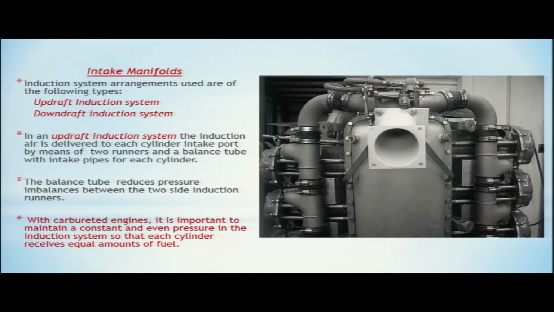The balance tube reduces pressure imbalances between the two side induction runners. So the purpose of this balance tube is to reduce pressure imbalance between the two induction sides. With carbureted engines, it is important to maintain a constant and even pressure in the induction system so that each cylinder receives an equal amount of fuel. So a constant and even pressure is provided to each cylinder intake port so that all the cylinders receive equal amounts of fuel.